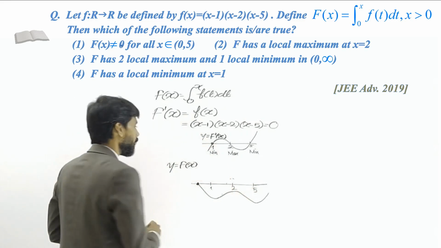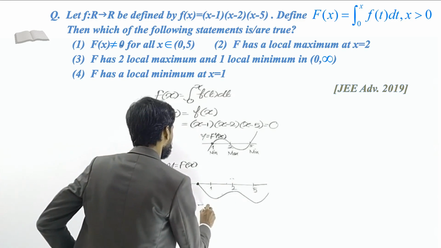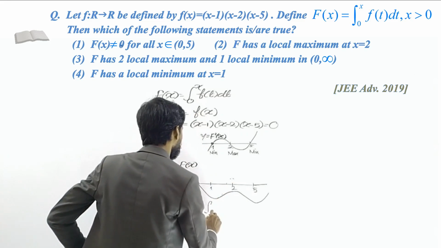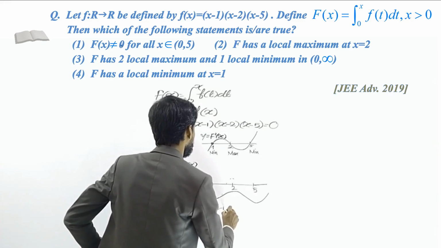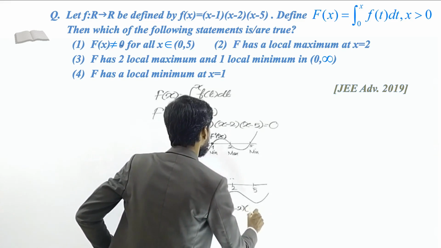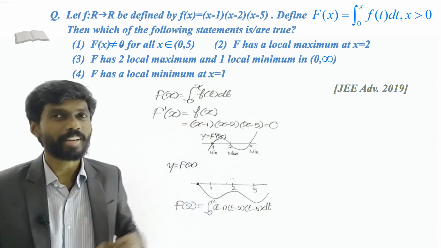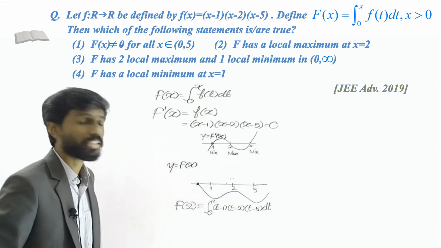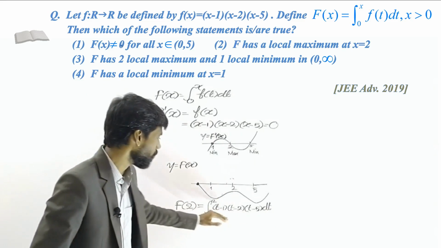So what we have to find is f of 2. Check whether it is negative or positive. What is f of 2? So integral 0 to 2, then that value, right? t minus 1, t minus 2, t minus 5, dt. So some integration is required here. Let us find this integration and check whether this value is negative or positive.